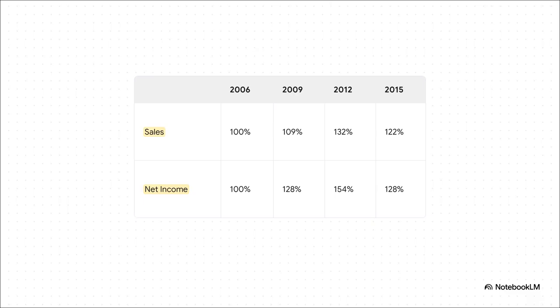Let's check out this real-world example from McDonald's. We've set 2006 as our 100% starting line. Now just watch the story play out. By 2012, sales had grown by 32%. Pretty solid, but what's really amazing is that net income grew by a whopping 54%. That tells you it was a time of serious increasing profitability. That's the kind of thing investors go crazy for.